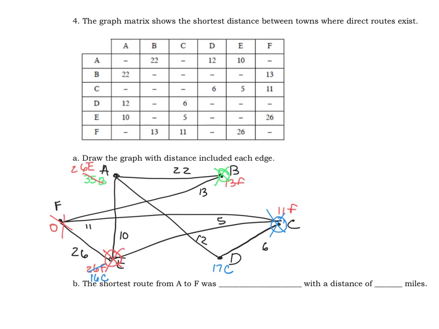So now let's look at D. I've got that 17 plus the 12 is 29. That's not any better. Okay, so everything's been visited, so our total distance is 26, and so my route was from A to E. Then I go to E, and then that tells me that I came from C. I go to C, that tells me I came from F.